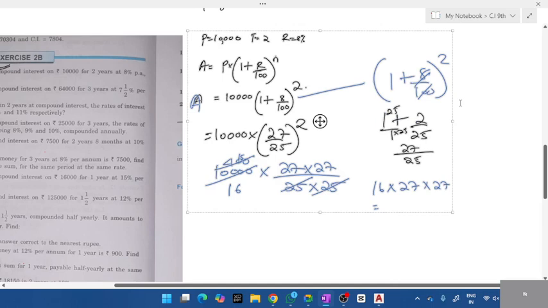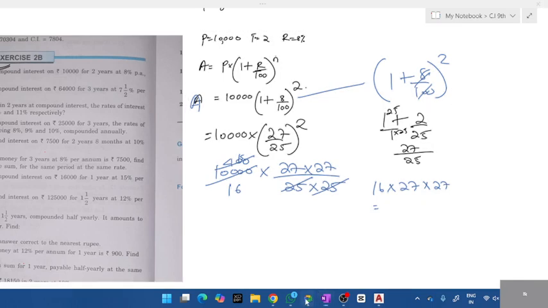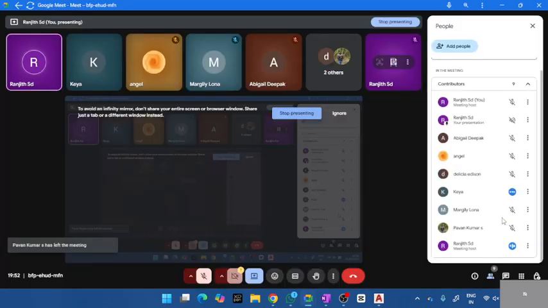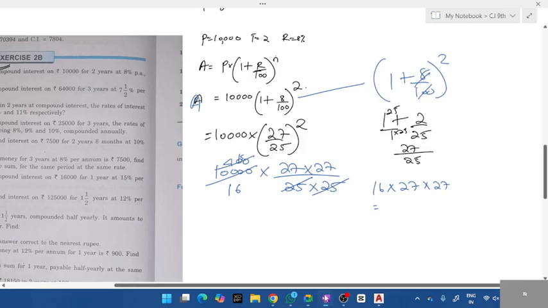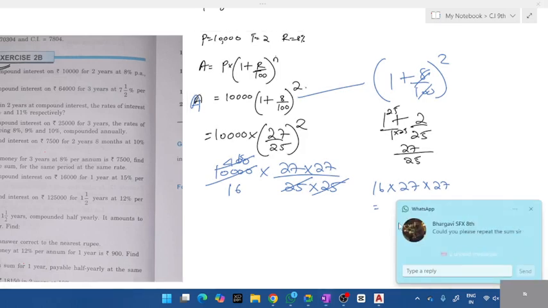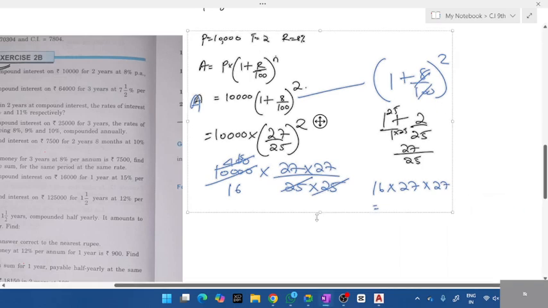Fine, Bhargavi, but are you solving the questions? Bhargavi, Kia, is Kia online? Okay. Bhargavi, I don't know whether you're attending. Could you please repeat the sum? Which one? The entire thing? Rejoin, Bhargavi. Check your connection, mic, and rejoin.